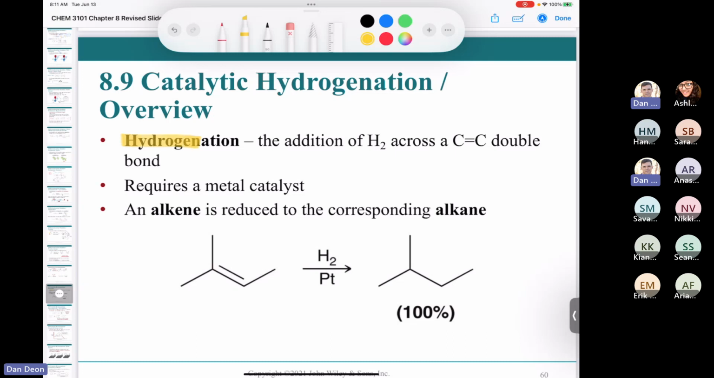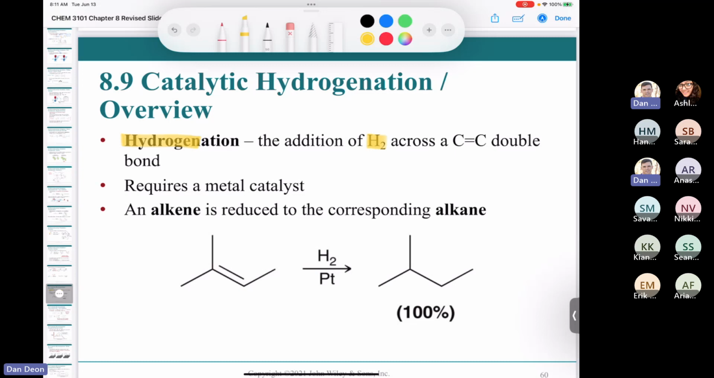And we know that hydrogen is one of the molecular elements, or the diatomic elements, that exists as a molecule in its pure form, right? We know hydrogen, nitrogen, oxygen, fluorine, chlorine, et cetera. So we have hydrogen, H2, adding across a double bond.